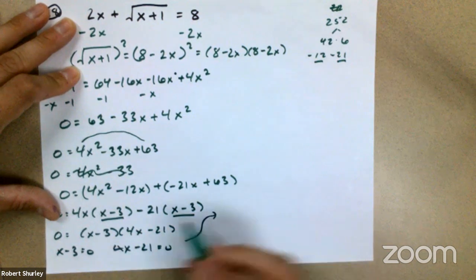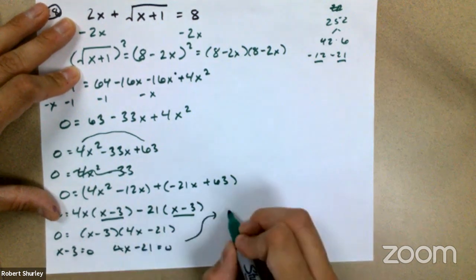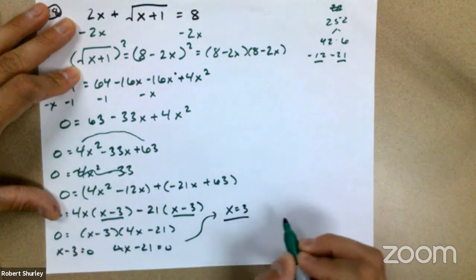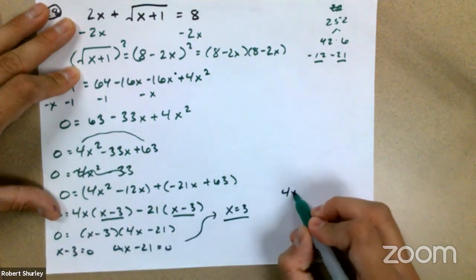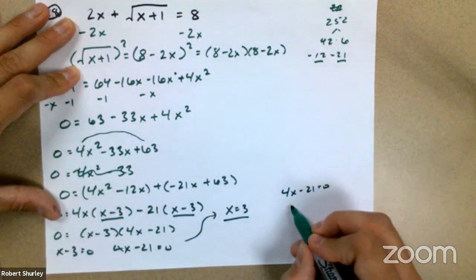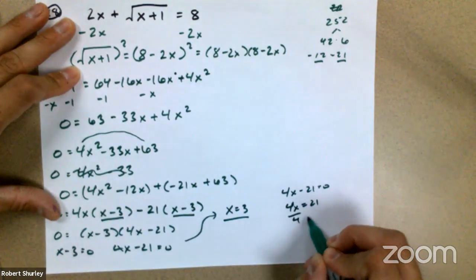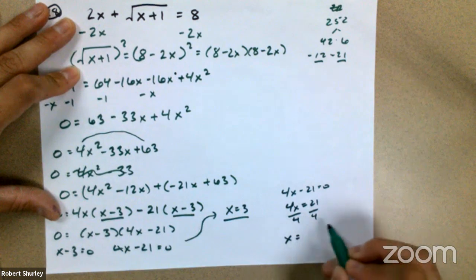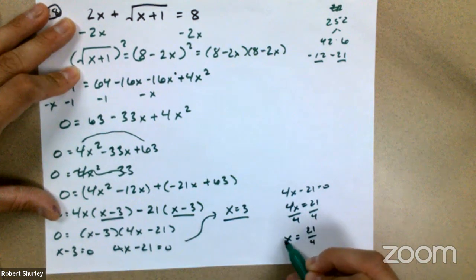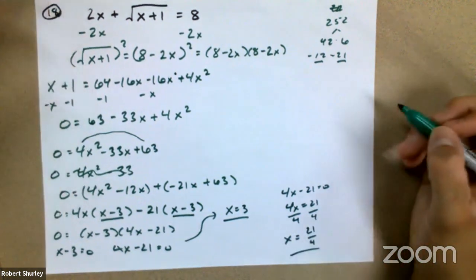It's kind of right over here. So if x minus 3 equals 0, that's just x equals 3. 4x minus 21, though, equal to 0. Add the 21, divide by 4, and you wind up with x equals 21 fourths. So that's our two options.